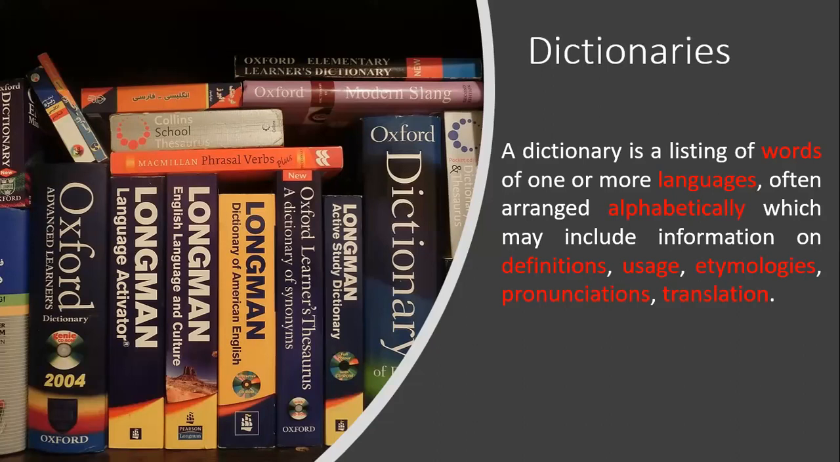A dictionary is a listing of words of one or more languages, often arranged alphabetically, which may include information on definitions, usage, etymologies, pronunciation, translation. عشان أقول باختصار, القواميس هي عبارة عن كتب كبيرة. ماذا تحتوي؟ تحتوي على كلمات. هذه الكلمات منظمة يا شباب هجائيا, يعني ألفبت, يعني من ألف. إذا افترضنا أنه قاموس عربي فتنظم ألف باء تاء. تبدأ الكلمة بألف فتدرج في حرف الألف, تبدأ في باء فتدرج بحرف الباء.